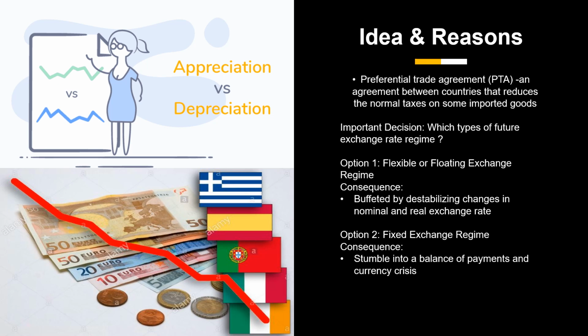So one option for them is to adopt a flexible or floating exchange rate regime. However, they can be buffeted by destabilizing changes in nominal and real exchange rate. As we know, flexible exchange rate allow the currency to change based on the demand and supply in the money market. So when there are some sudden changes, the country cannot fix it. So the second option is to adopt a fixed exchange rate regime. Again, the country can be stumbled into a balance of payments and currency crisis because of the lack of flexibility in adopting other policy to fix it.